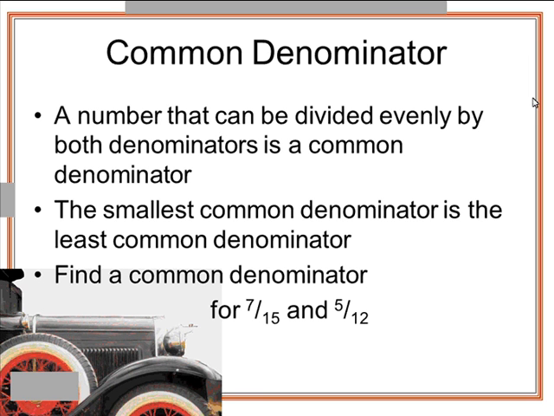This is about fractions, adding fractions, and getting a common denominator. A number that can be divided evenly by both denominators is a common denominator. The smallest common denominator is the least common denominator. I want to find a common denominator between 7/15 and 5/12.